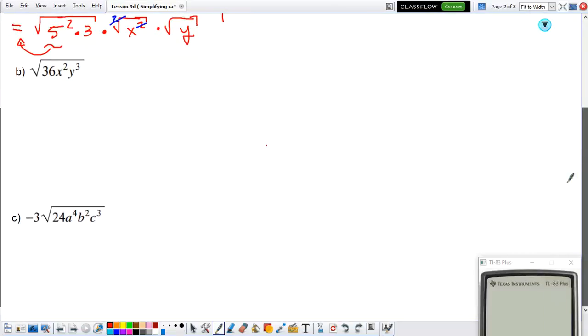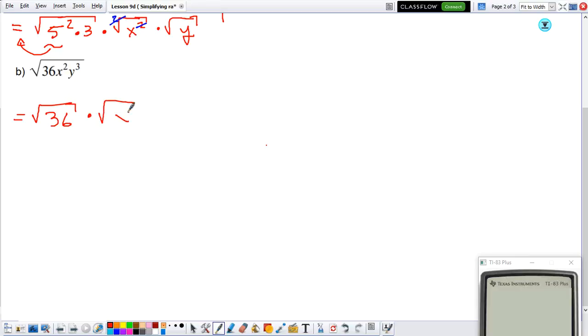Let's look at one more example here. Again, if you're multiplying, you can separate the square roots. So that's the first thing I want to do: square root of 36 times the square root of x to the second times y to the third. Just separate them. Now it's pretty straightforward. Square root of 36, that's just 6.